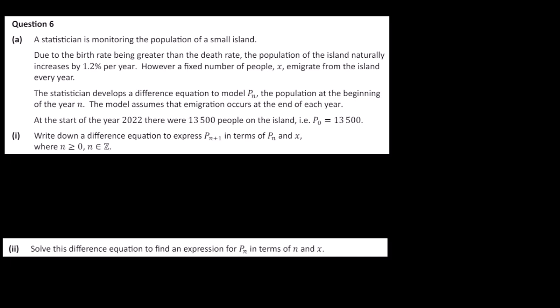So we need to write down Pn+1 is equal to... we've got to increase the previous year by 1.2%, so that's going to be 1.012. This is your 1.2% and this is your 100%, if you like. So you're increasing it by 1.2% of the previous year, which is Pn, and then we've got to subtract the number who emigrate, which is x. That's it for part 1.